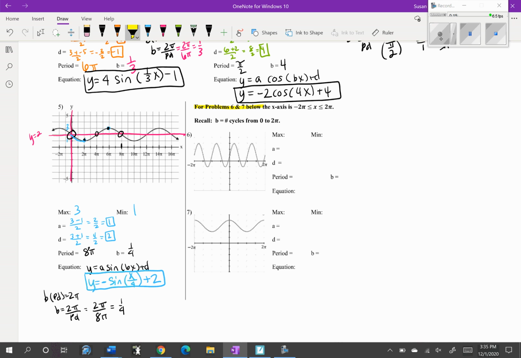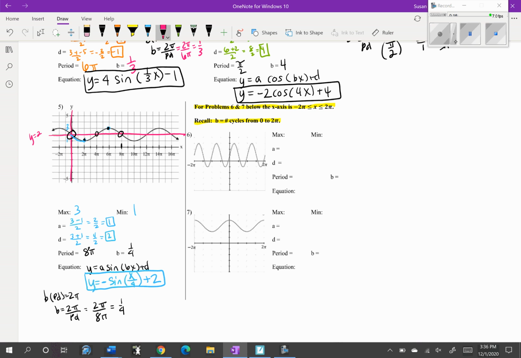So these next two problems are slightly different, problem 6 and 7. For these two, the x-axis goes from negative 2 pi to 2 pi, so that's from here to here. And then it just says, recall that b is the number of cycles from 0 to 2 pi, b in your equation. So this is slightly different because notice that it's not telling us where key values are, because we know that this is 2 pi to negative 2 pi, so that means that these points are going by pi over 2, but you can see that the graph has more than one cycle from 0 to 2 pi, which means that we need to figure out our period from this.